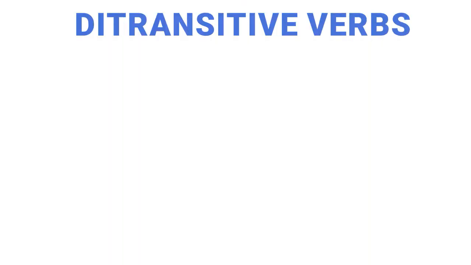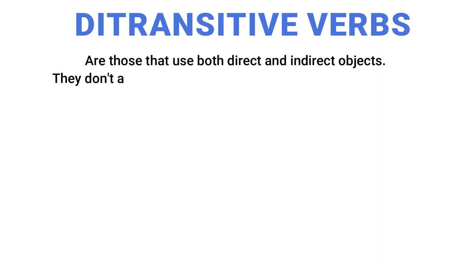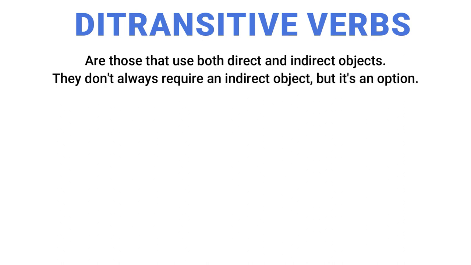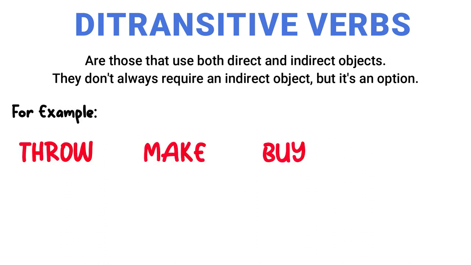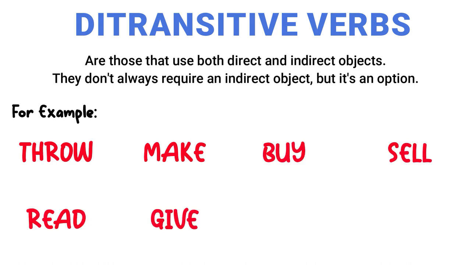The transitive verbs are those that use both direct and indirect objects. They don't always require an indirect object, but it's an option. For example, throw, make, buy, sell, read, give, lend, and bring.